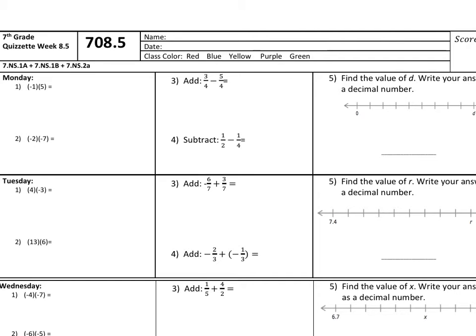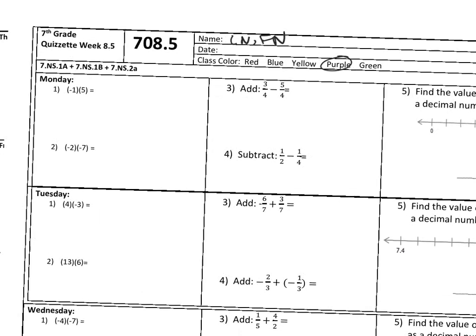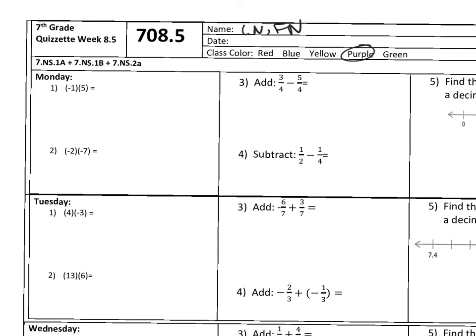Today we'll be watching a Quizzette video on Quizzette 708.5. As always, please make sure that you write your last name, comma, first name, today's date, and circle your appropriate class color. On number 1 and number 2 for each day, you are going to see multiplication of integers. Remember, the definition of integers are just positive and negative whole numbers.